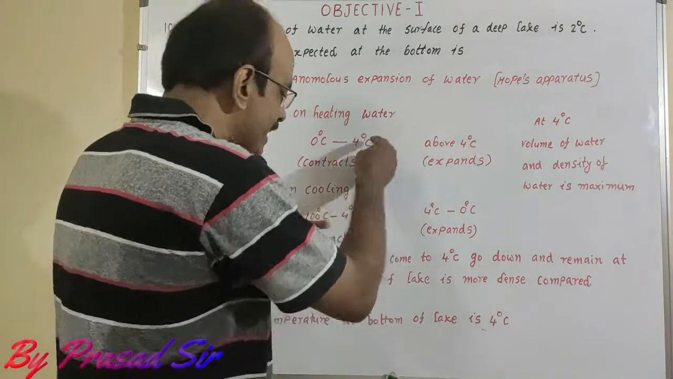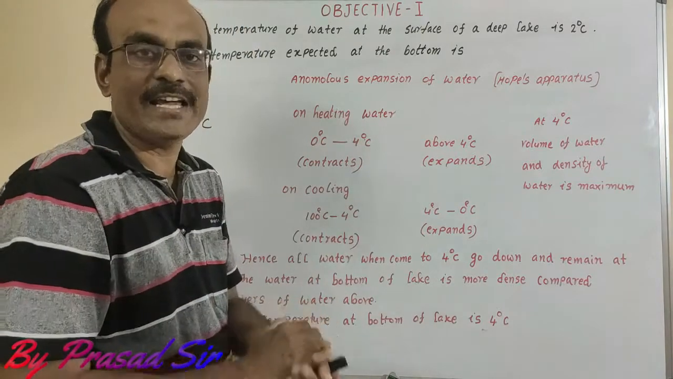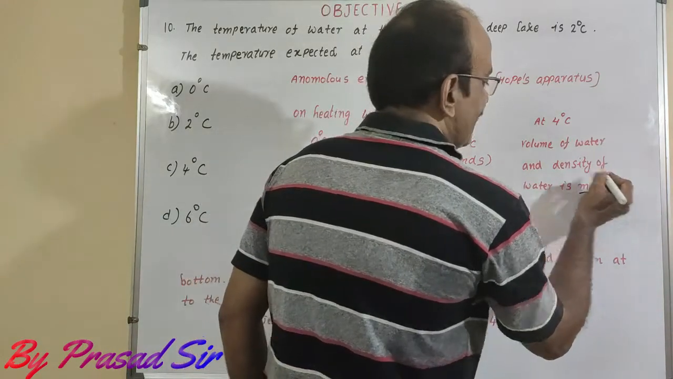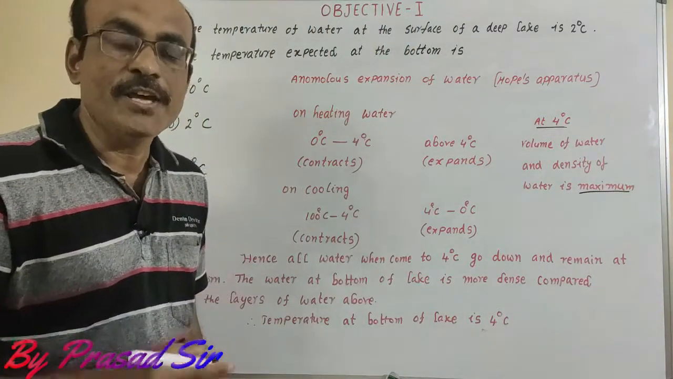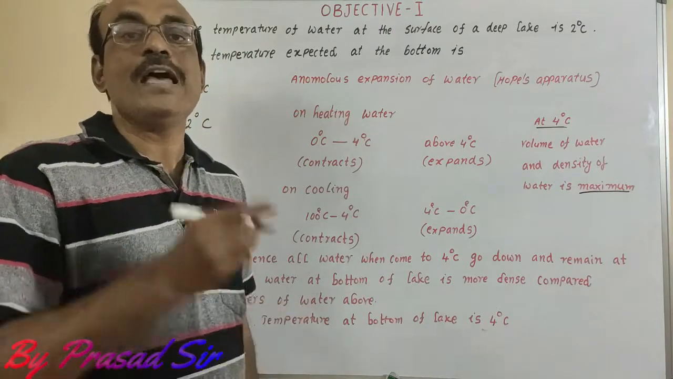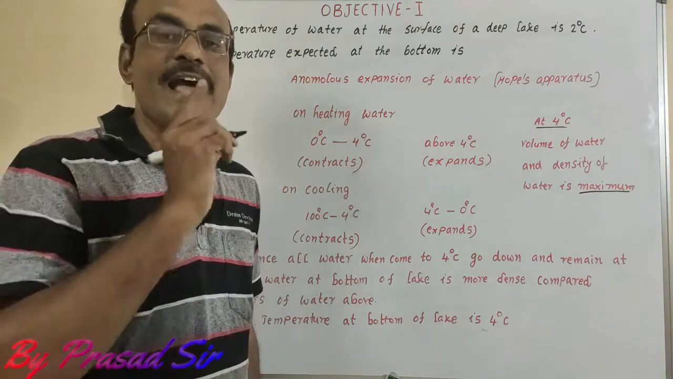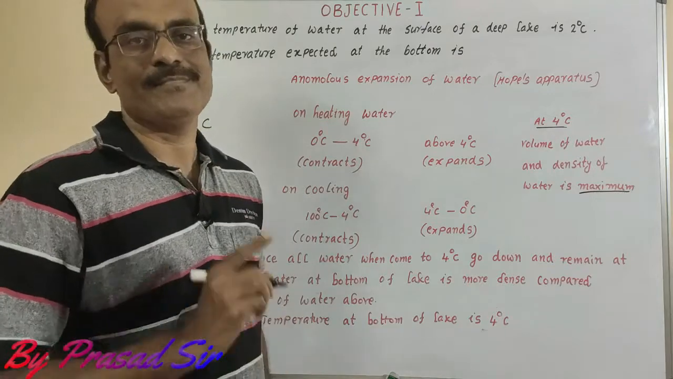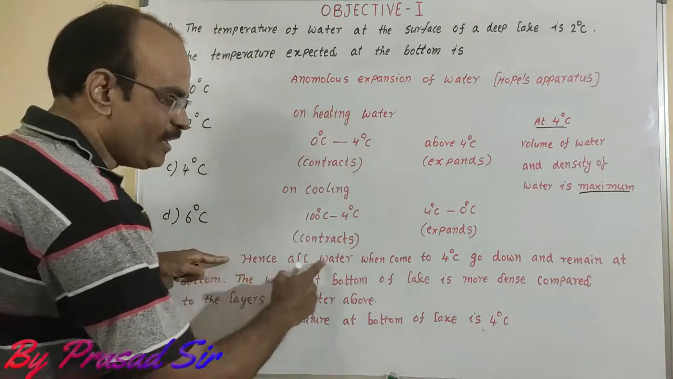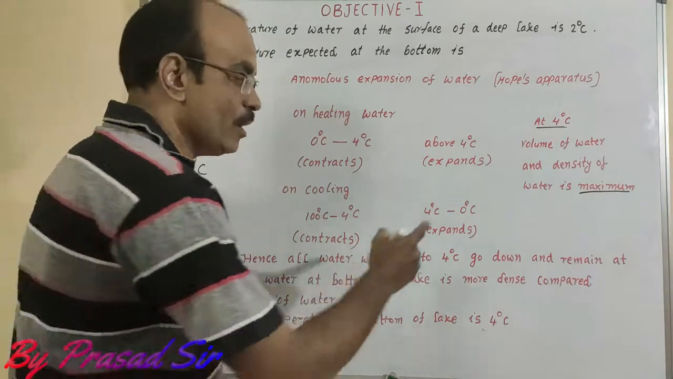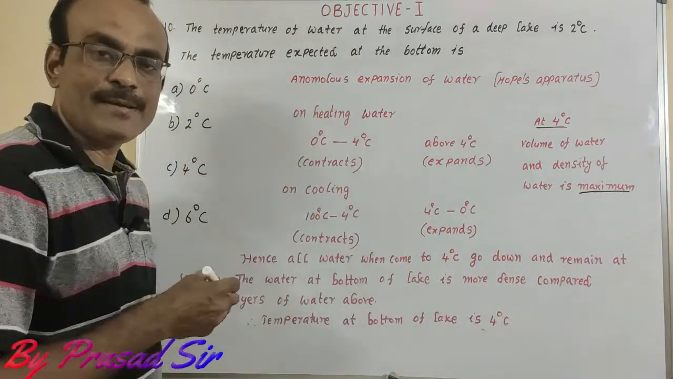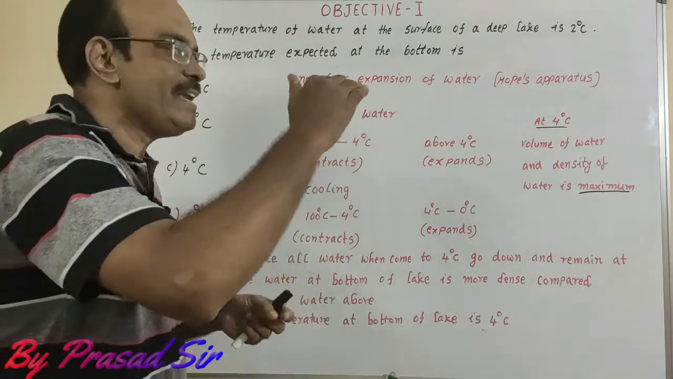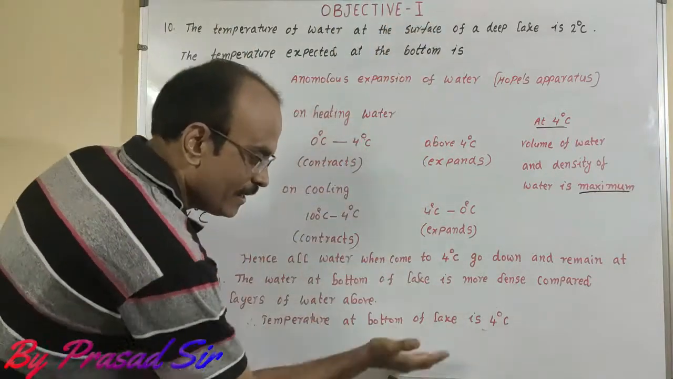So in whatever condition we take, at 4 degrees centigrade the volume of water is minimum and the density of water is maximum. That's why we define relative density also at 4 degrees centigrade. Hence all the water, when it comes to 4 degrees centigrade, goes down and remains at the bottom. So when the temperature on the surface reaches 4 degrees centigrade, that water immediately goes to the deep of the lake.